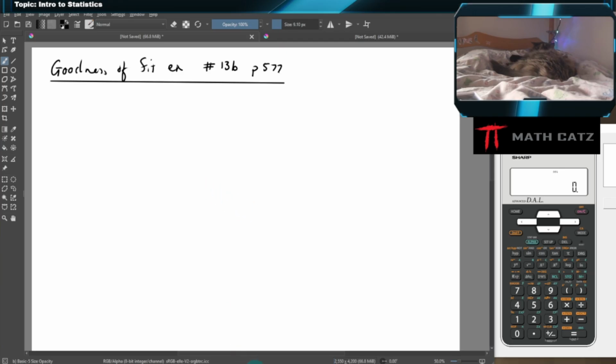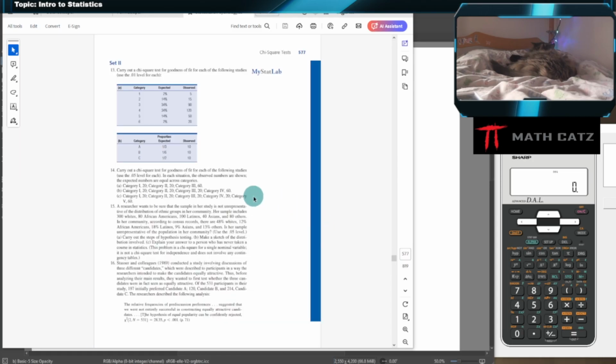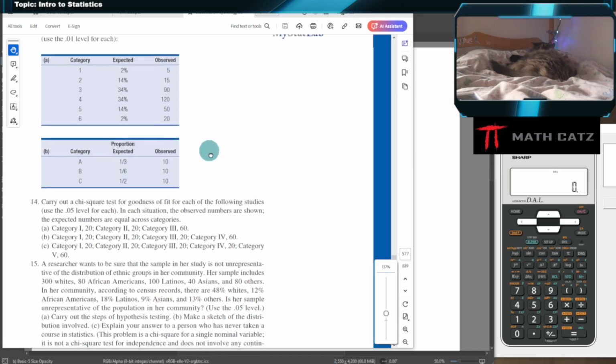All right, so we are going to use this book, Statistics for Psychology, for our examples. Simply the book I have available to show on the screen here. You might have a different prescribed textbook, really doesn't matter. They are all very similar. So we are going to go to page 577, and we're going to look for number 13B. Oh, I have it right there. Just zoom in a little bit.